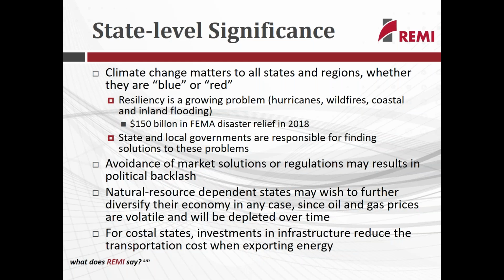So a good example from the COVID crisis is that, because of the shutdown, we have less air travel, less road travel. So oil and gas prices dropped significantly, which is a big hit to states that depend largely on oil and gas prices and these companies. And even for coastal states, investments in infrastructure are very important, as they reduce the transportation cost when they export oil and gas to foreign countries.